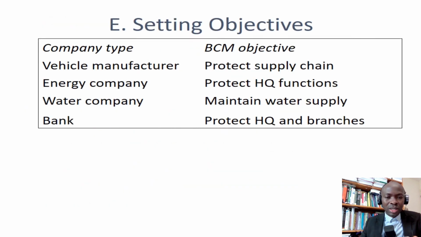So setting objectives is what we're trying to get you to do, to set a very clear BCM objective. Part of the objectives could be to protect the supply chain, depending on the nature of the business, or to protect the headquarter functions, or to maintain water supply, or to protect headquarters and branches. So different organization types have different BCM, business continuity objectives. Bear that in mind when you are preparing your own BCM objective and policy.